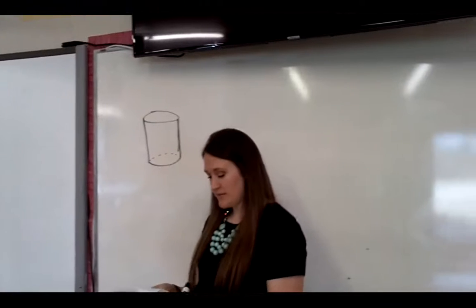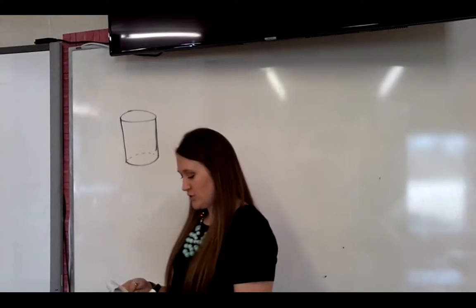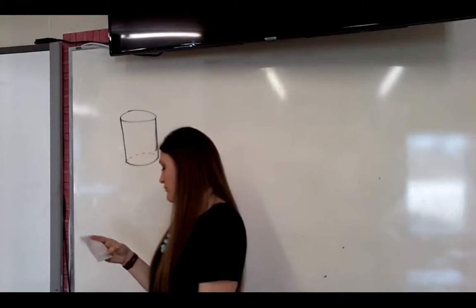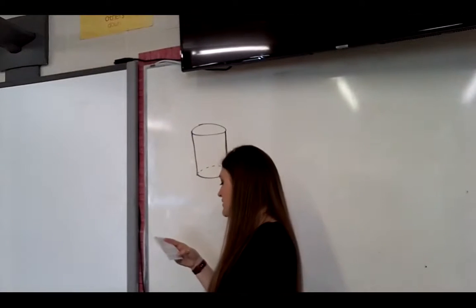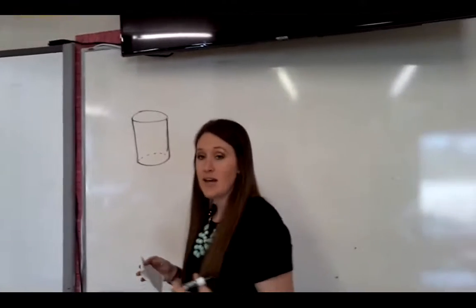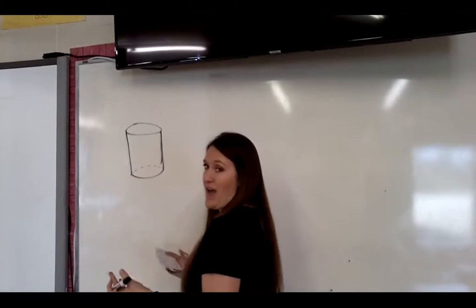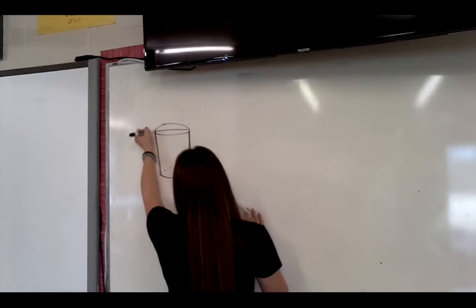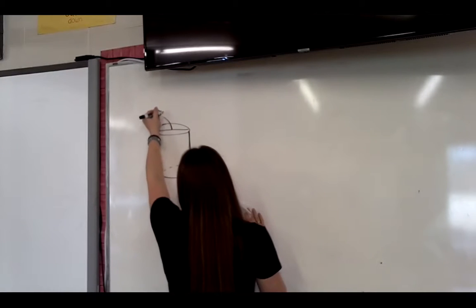On the next problem, it says find the height of a cylinder with a diameter of 10 yards and volume of 549.5 cubic yards. Round to the nearest tenth. So in this one, it's kind of working backwards. I drew a cylinder. You don't have to. It says it has a diameter of 10 yards. We know diameter is all the way across.